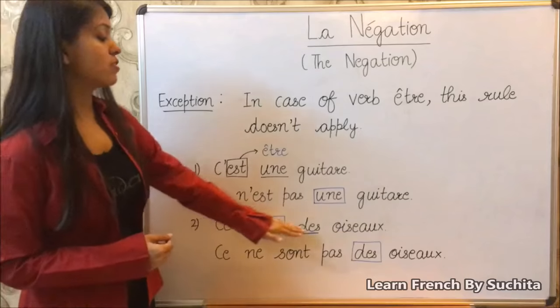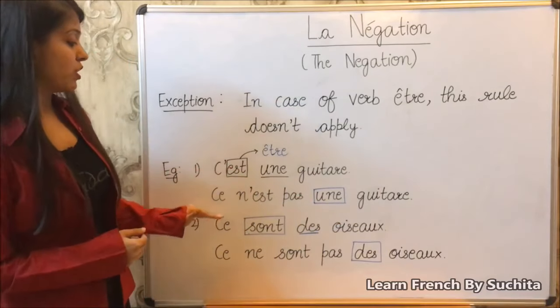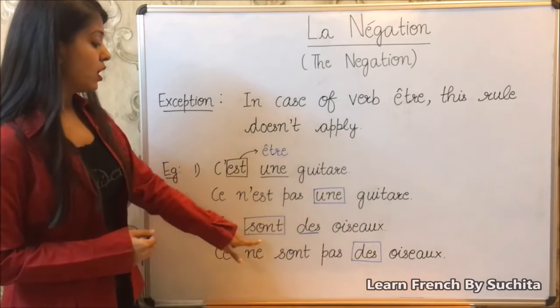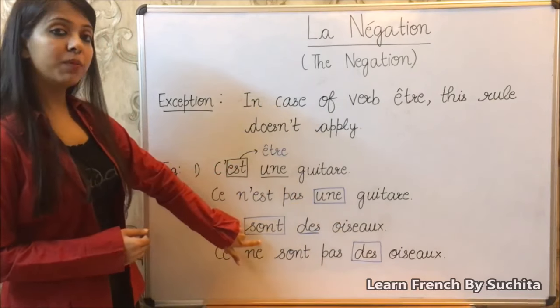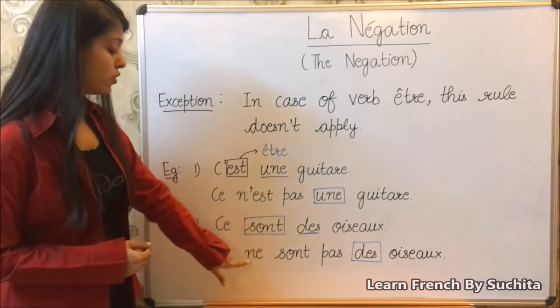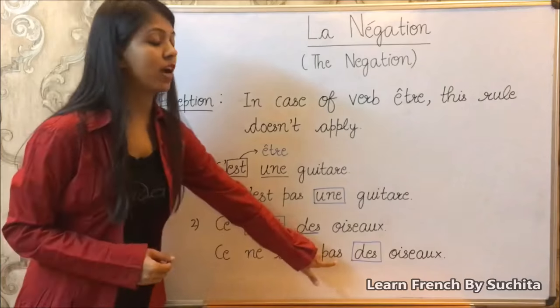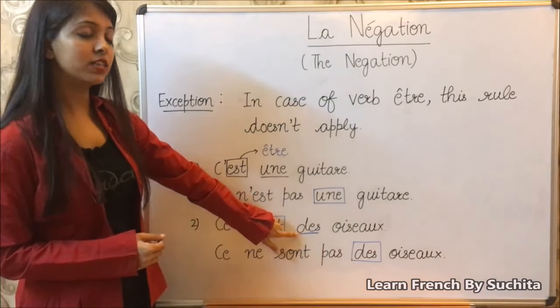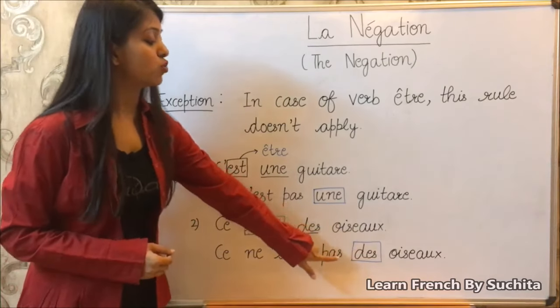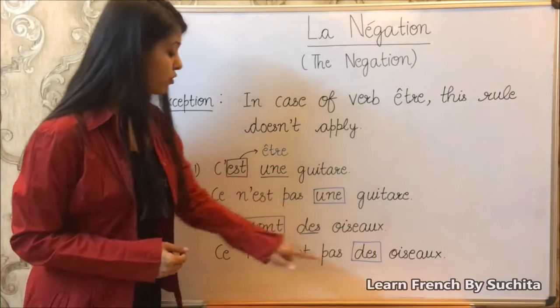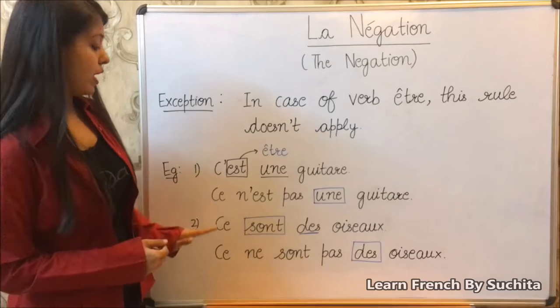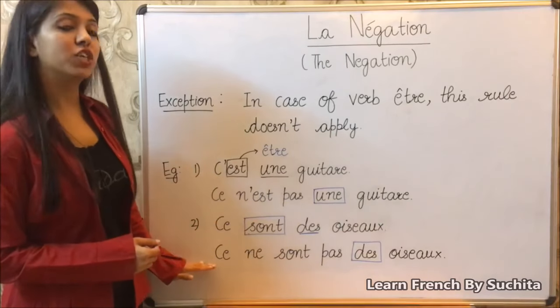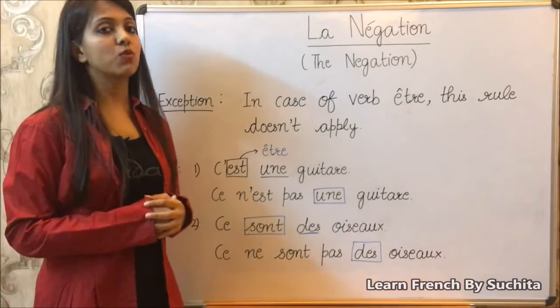Ce sont des oiseaux, which means what? These are some birds. Now this is again the verb être. So before the verb we have ne and after the verb we have pas. So now this is also again indefinite article. This will not change into d apostrophe because of the same rule, and ce sont des oiseaux will change into ce ne sont pas des oiseaux.